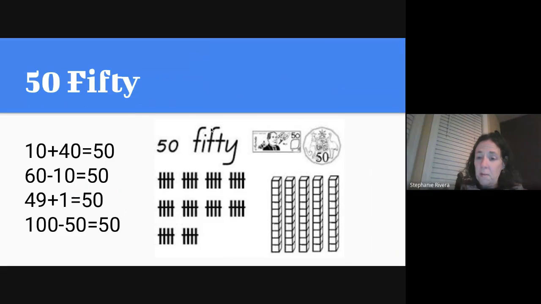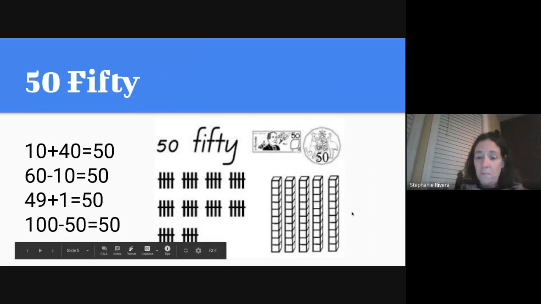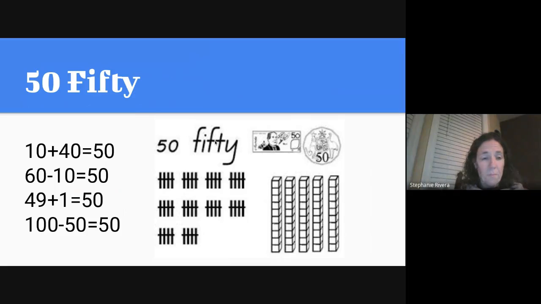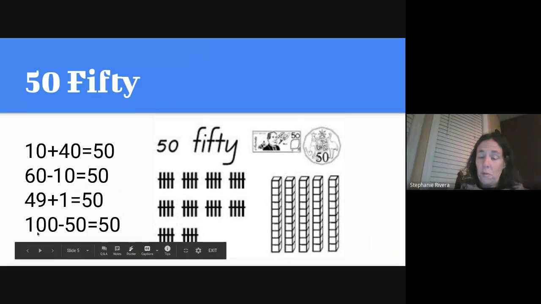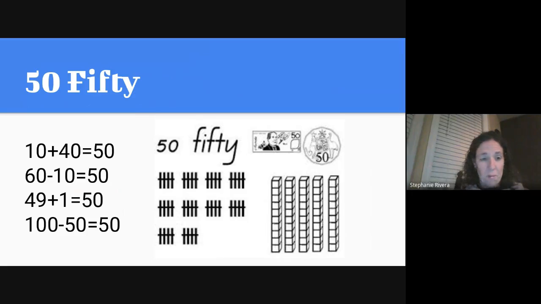Now here's some other ways. We have our 5 10s. We have our tally marks. 1, 2, 3, 4, 5, 6, 7, 8, 9, 10. We have the word 50. Right? Now we have 10 plus 40 equals 50. We have 60 minus 10 equals 50. 49 plus 1 equals 50. And 100 minus 50 equals 50. Lots of different ways that we can make 50.